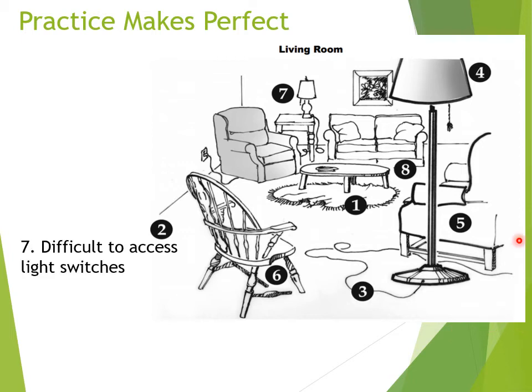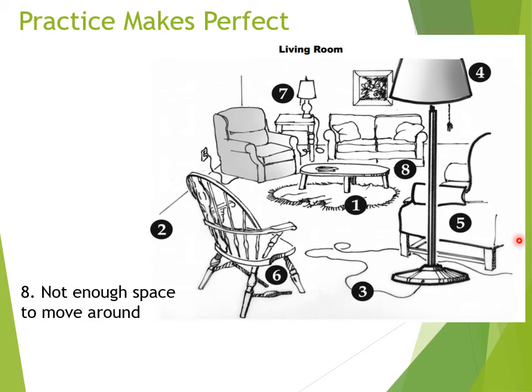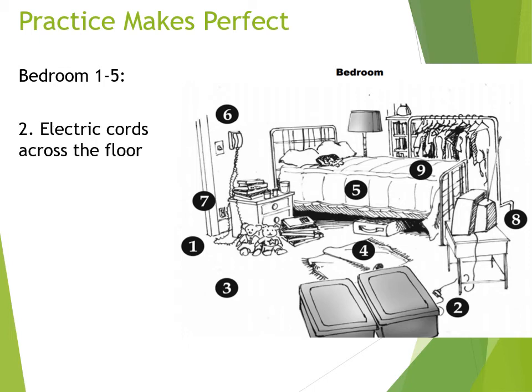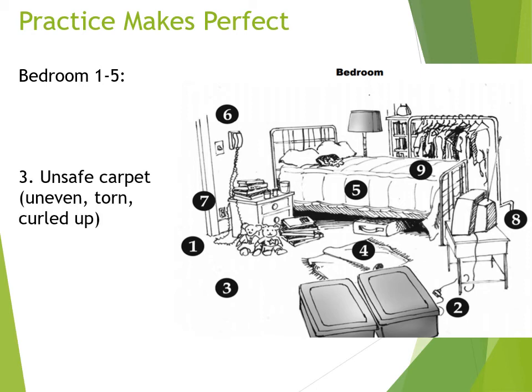If it's difficult to access light switches, a clapper light may be an option, or motion activated, or positioning lamps appropriately so they are near the point of access. If there's not enough space to move around, rearranging may be in order to create adequate walkways. In the bedroom, we see the same issue with clutter. Electrical cords can also be across the walkways here, so they should check for that.